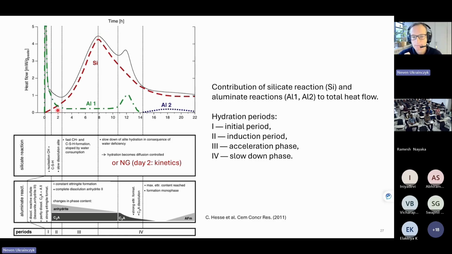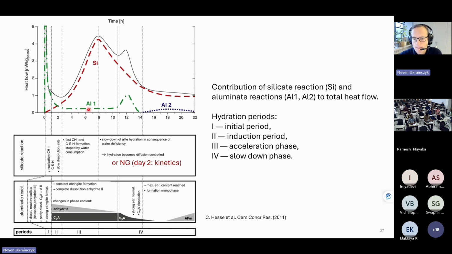actually the silicate reaction. So initially very little silicate reacts. Of course it reacts, it also defines the rheology. What I told you, this CSH, very little but very important for the rheology because they bridge the particles. And then we have the main silicate reaction.